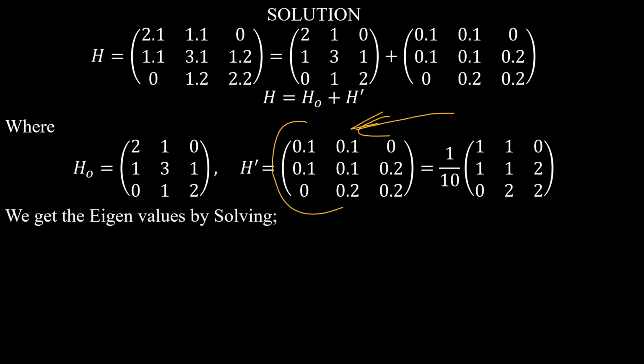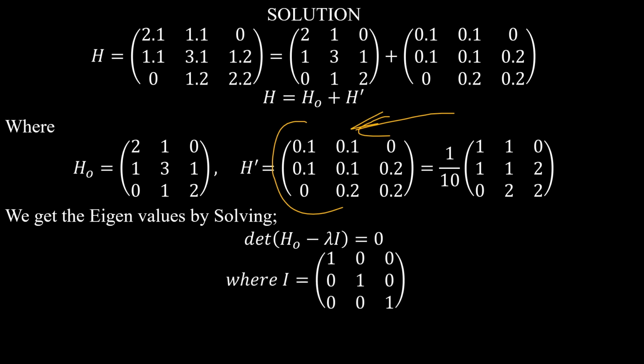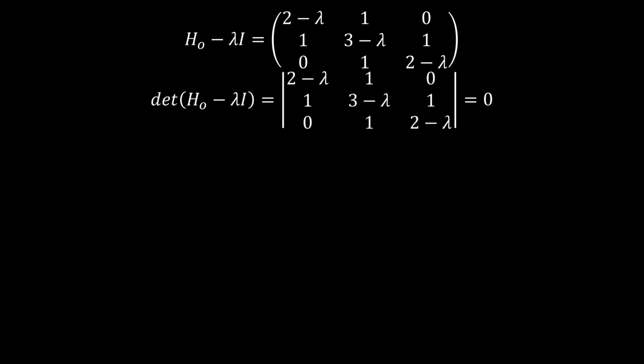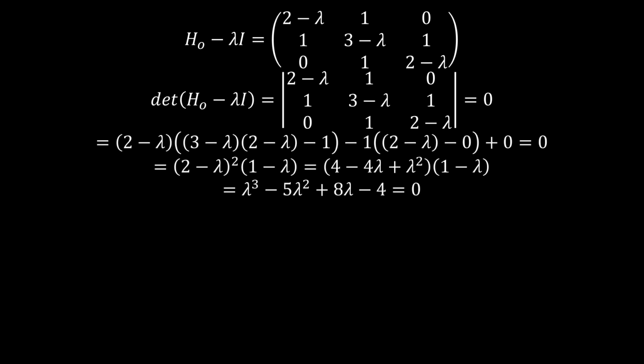So first things first, we are going to get the eigenvalues by solving this determinant. If we solve the determinant of H naught minus lambda I, we are going to get the values for the eigenvalues. I is our identity matrix, which is given as 1 0 0, 0 1 0 and 0 0 1. So if we solve the determinant of this matrix, we are going to have this expression: lambda cubed minus 5 lambda squared plus 8 lambda minus 4 equals 0.